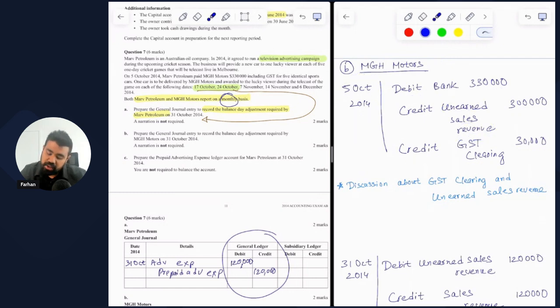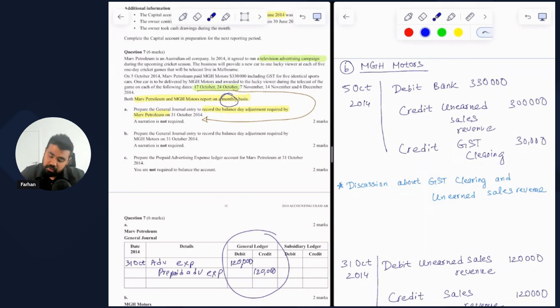Then we are crediting GST clearing by $30,000 because from the perspective of MGH Motors, as we have mentioned, they have made a sale with the customer. And this is GST collections. So GST collections increases the liability or the obligation that MGH Motors is going to have with the ATO. So that is why within the GST clearing ledger account, you have to show this on the credit side, which reflects that increase in the current liability. So that is why GST clearing is credited by $30,000, as you can see here.